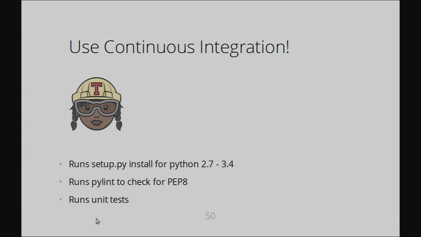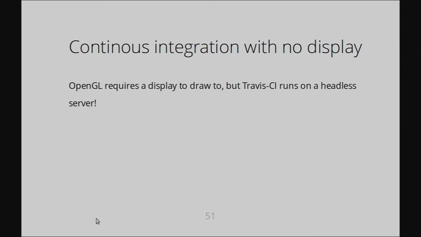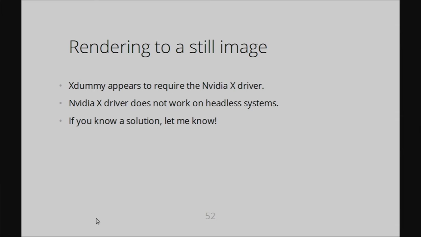Now, this provides a unique challenge in this situation, which is that Travis CI runs on a headless server, but OpenGL requires a display to draw to, even if you just want to load the modules. And this is something that I had trouble with, because my naive solution was, well, let's render to a still image and then we'll just compare the images from previous builds to the current build.